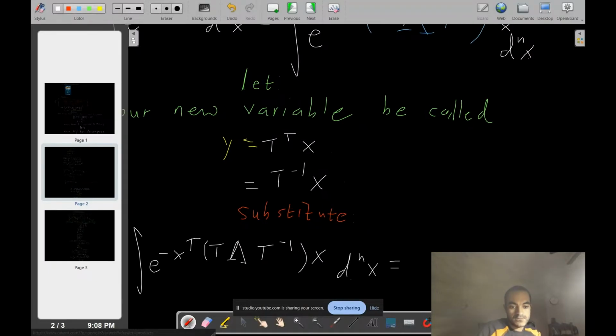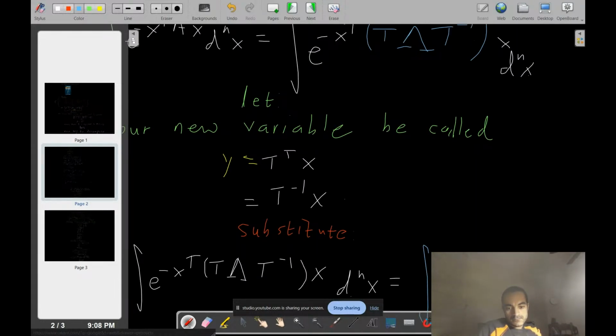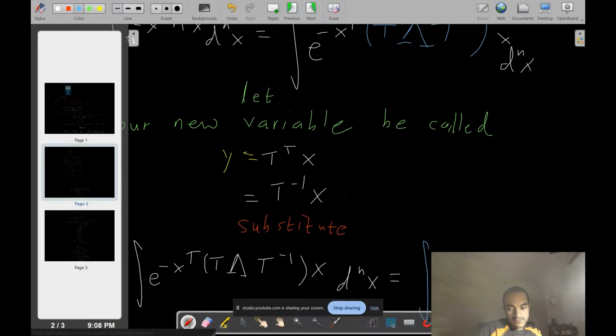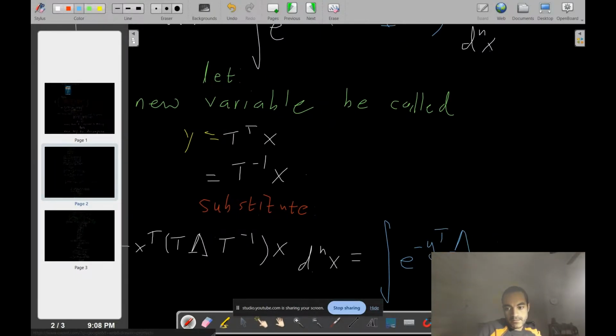So we're going to substitute this. Our new integral will be the integral of e to the negative y transpose capital lambda y, dny.